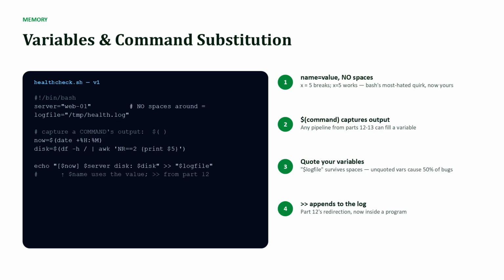The real power move is command substitution. $( ) runs any command and captures its output. So that awk one-liner from part 13 that extracts disk usage? Straight into a variable. 2 habits that prevent most script bugs. Quote your variables. A quoted "$logfile" survives spaces in paths. Unquoted ones explode. And notice the double arrow appending to a log. Redirection from part 12, now living inside a program.